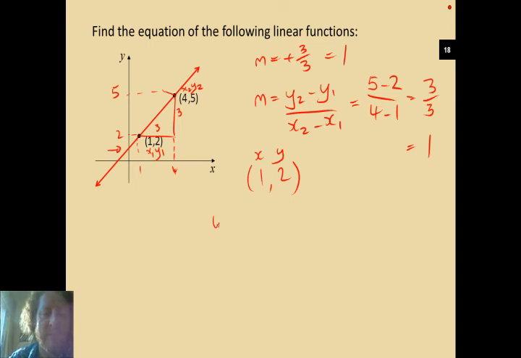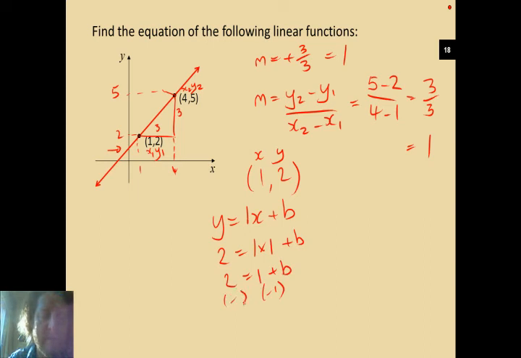What equation? y equals mx plus b. But the m is a 1, because we already worked that out. The only thing I don't know is the b, and we'll do what we did before, sub in these values. When y is a 2, that's 1 times x, which is now 1 times 1, because x is 1. 1 times 1 is 1. How do I get rid of that 1? I'll take it away. b equals 1. I was right. The y-intercept of this thing is 1.